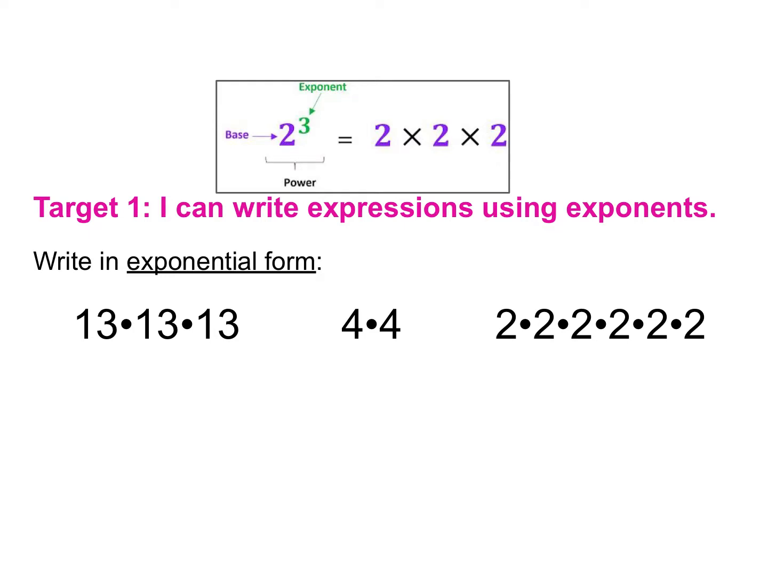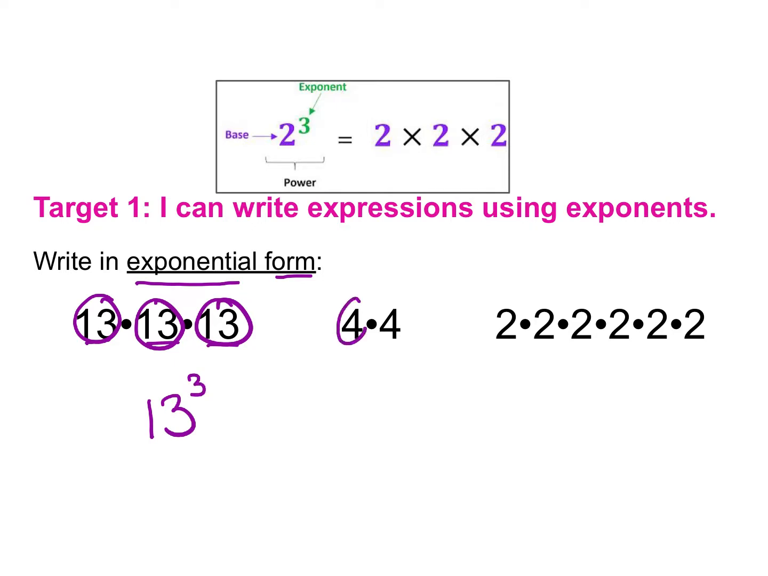This is the same target, but this time, instead of writing it as repeated multiplication, we're going to write it the other way. We're going to write it as a base and an exponent. That's what exponential form means, to write it with an exponent. So here I see the number 13. So the number I see is the base, the big number. And I'm going to count how many times do I see it? 1, 2, 3. So I'm going to say 13 to the 3rd power.